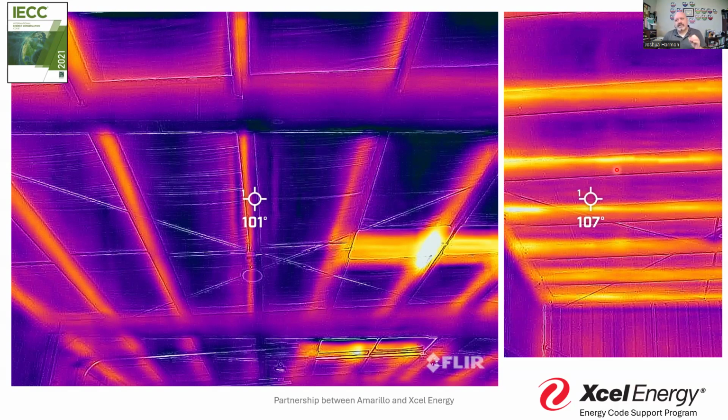And so if it's not installed properly, because we don't typically see that a lot in residential, we're going to have thermal bridging impacts, right? And we're going to have 107-degree steel frame inside our building, right?